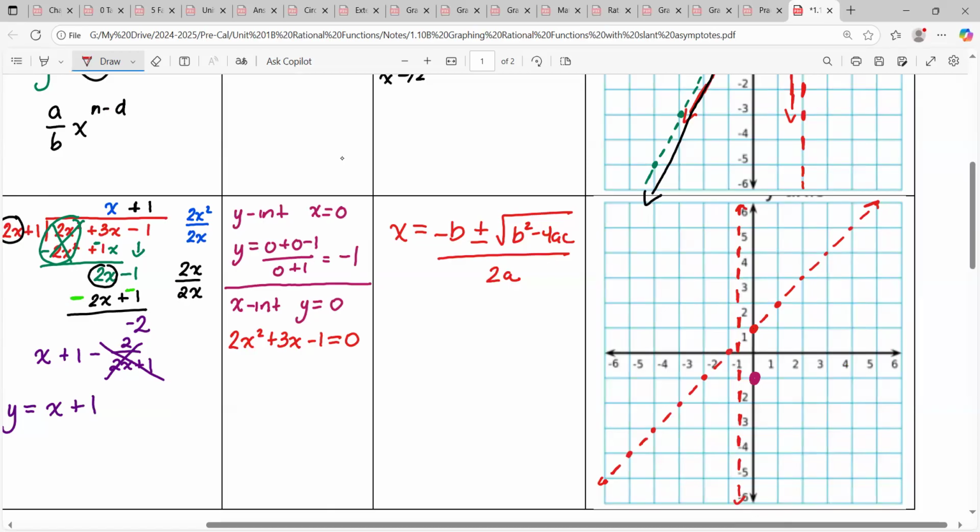Okay, so what do we have here? X equals negative 3 plus or minus the square root of B squared. I'm just going to do that in my head. 3 squared is 9, okay? Minus 4 times 2 times negative 1, all over 2 times A, which is 2, so I'm just going to write 4. Okay, this math inside here: 4 times 2 times negative 1 is negative 8, but minus a negative 8 is going to be plus 8, right? So 9 plus 8 is 17.